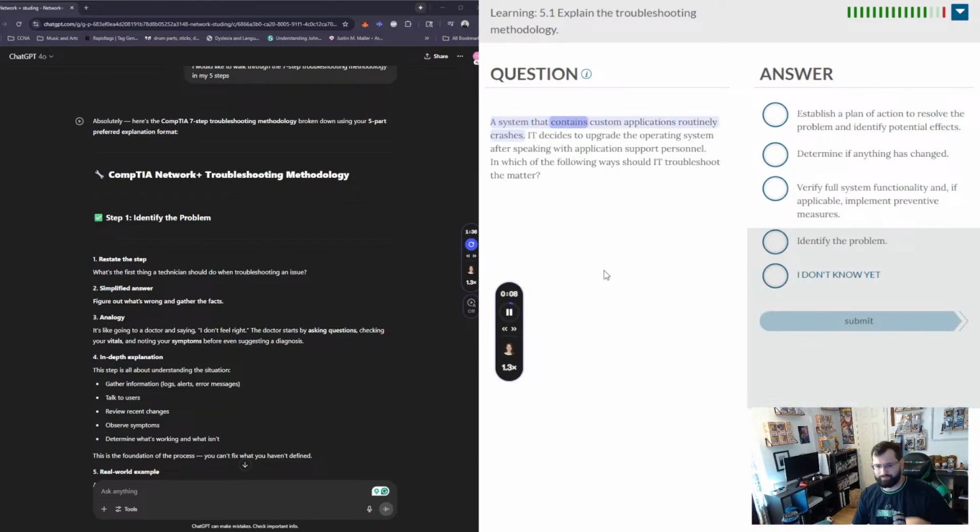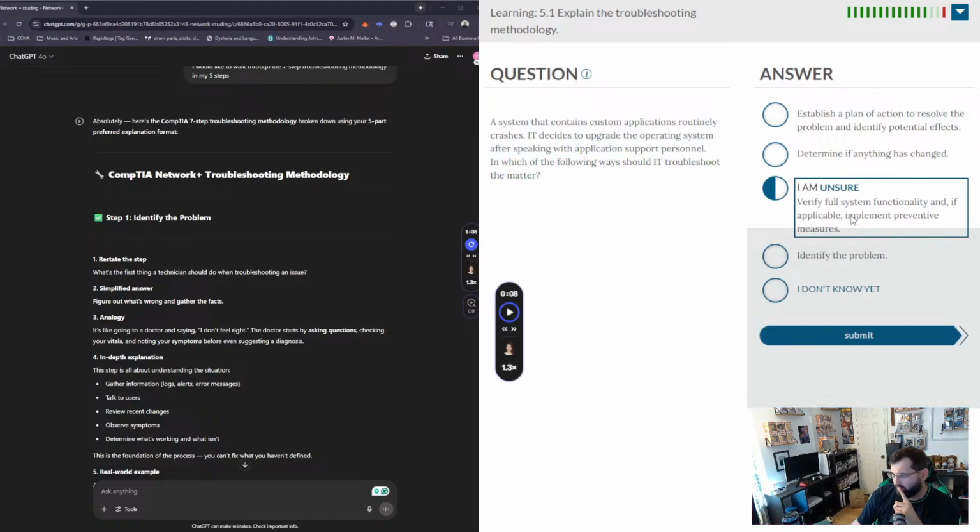A system that contains custom applications routinely crashes. IT decides to upgrade the operating system after speaking with application support personnel. In which of the following ways should IT troubleshoot the matter? Verify full system functionality and, if applicable, implement preventative measures. See, I think it's this one.